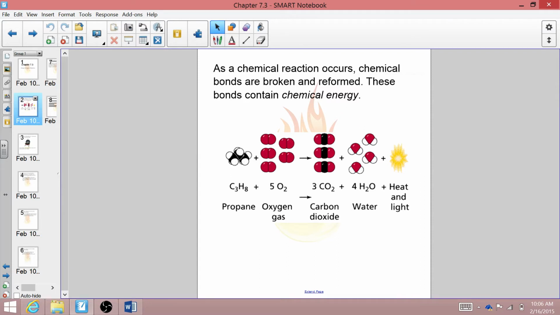Now, all of these bonds contain what's called chemical energy. Chemical energy is what makes us go. We eat food, and then we break that food down, and as we break the food down, we break the chemical bonds within that food, and then we use that stored chemical energy to run our bodies.